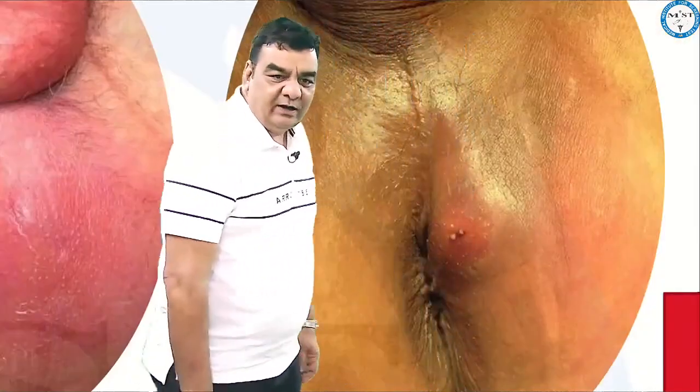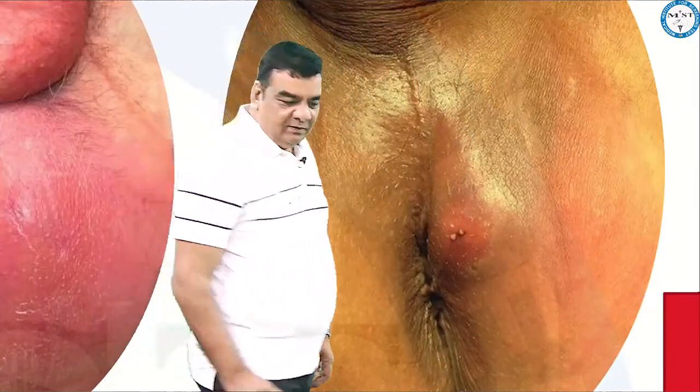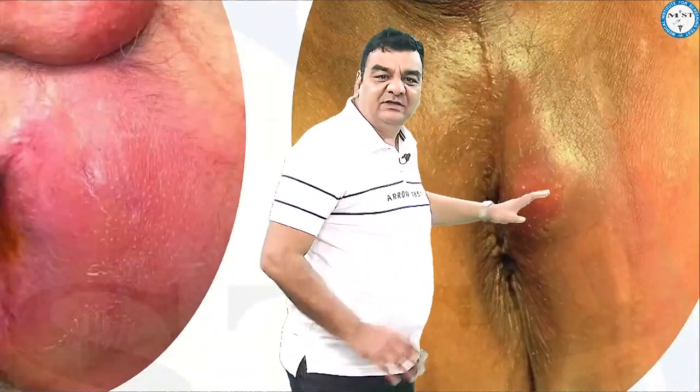Now, if you carefully take a look, can you appreciate this abscess in the perianal region? You can very well imagine how painful this condition is going to be. Many times, these patients are quite shy. They do not report to the doctor in the hospital. And the abscess inside, the pus inside, keeps on increasing.